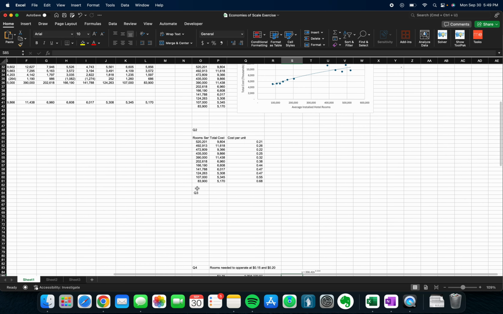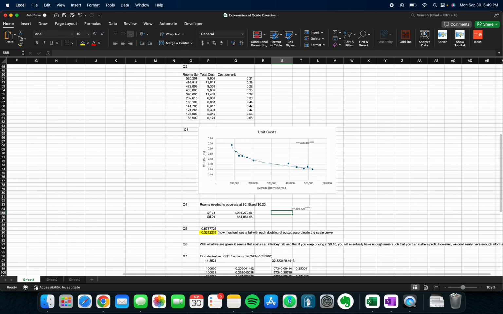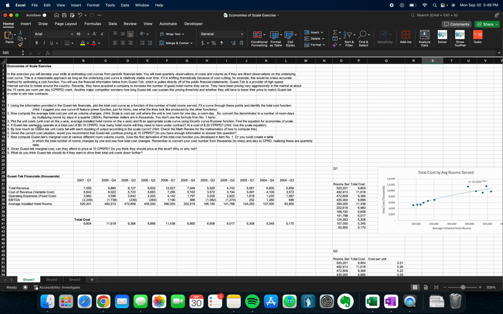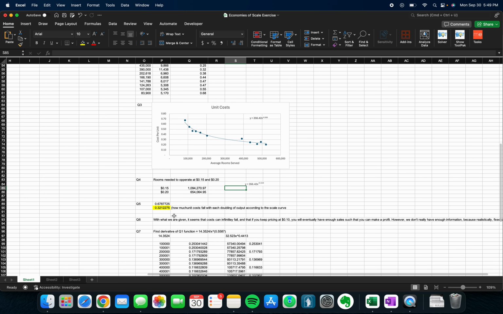To give a little more context, that's to get the unit cost to that. That's how many rooms you need to be servicing. Question 5 then asks, by how much do Guest Tech unit costs fall with each doubling of output according to scale? So this one is actually pretty simple.